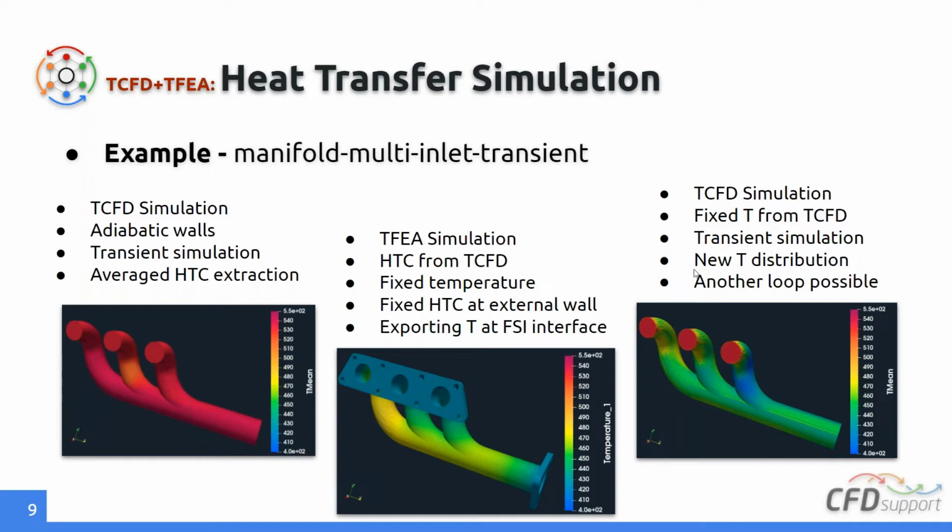and we can perform again the transient simulation and get the new distribution, and we can repeat this loop to predict an even better pressure distribution. So we can go back here and update the CFD simulation again with the new temperature distribution.